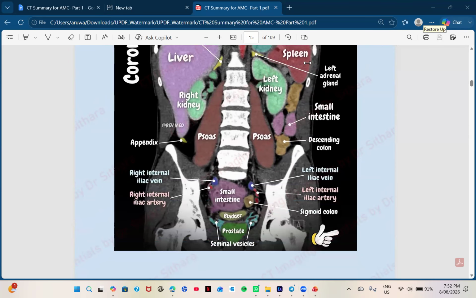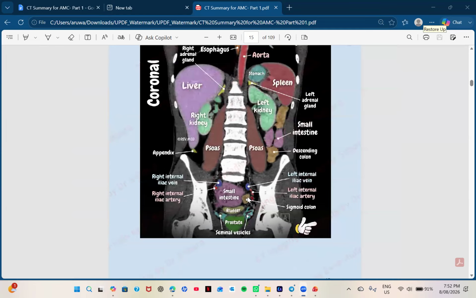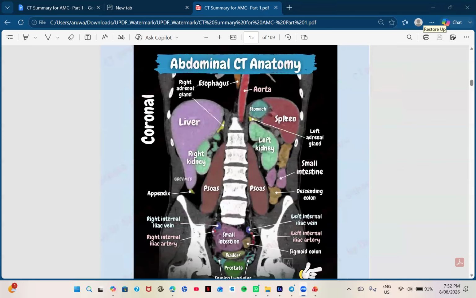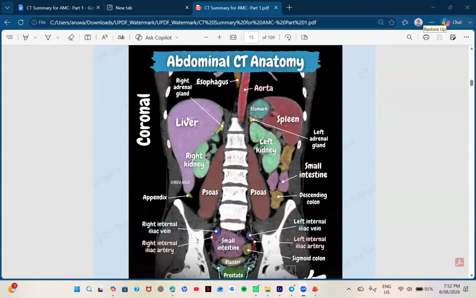Then small intestine, the bladder, prostate, seminal vesicles, everything is very clear, because in this image someone has colored it. I got this from the internet, Google. So very clearly you can understand.